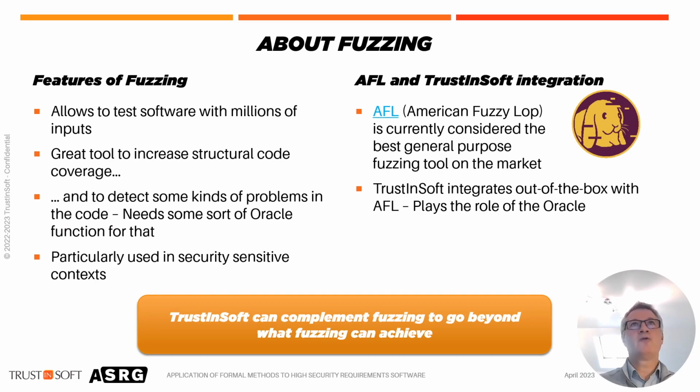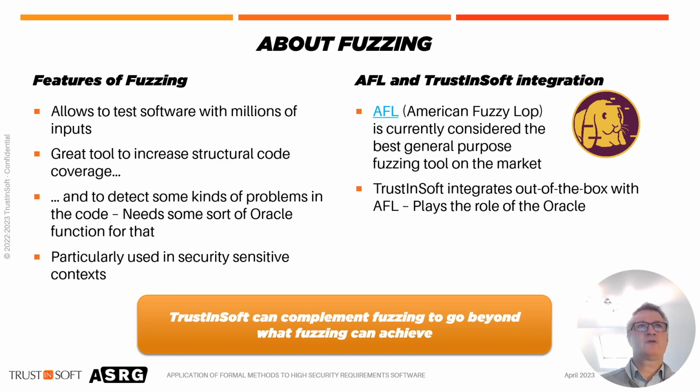Also, I explained that the formal methods, and the TrustInSoft analyzer in particular, allow to cover the equivalence of billions of input values for the software that you want to validate. Okay, so you may wonder what's the positioning of the analyzer compared to fuzzing. That is a pretty well-known technique, in particular in the security space. So just as a reminder, fuzzing provides the ability to test software with millions of inputs in an automated manner.